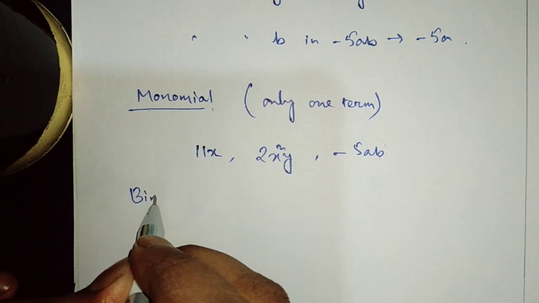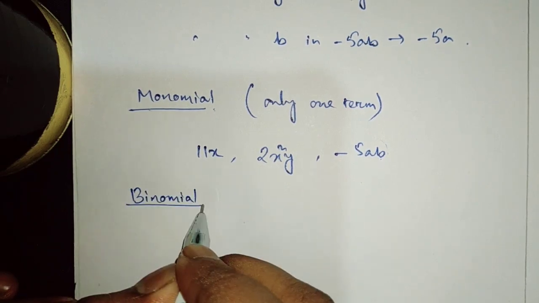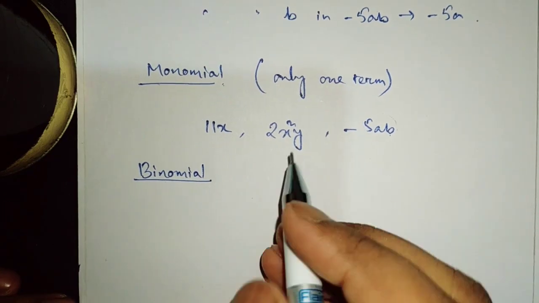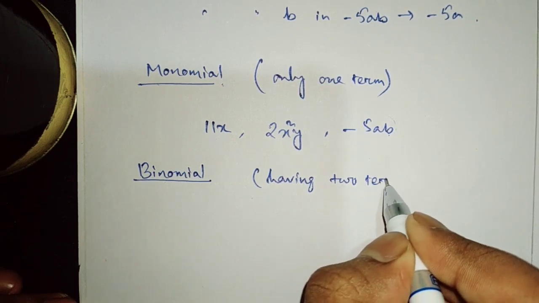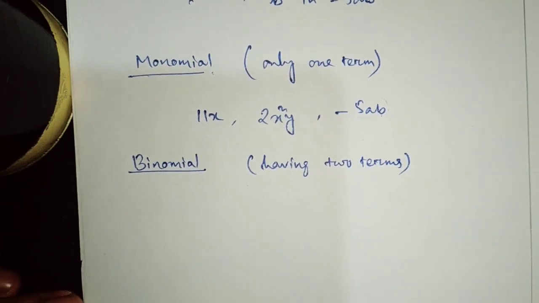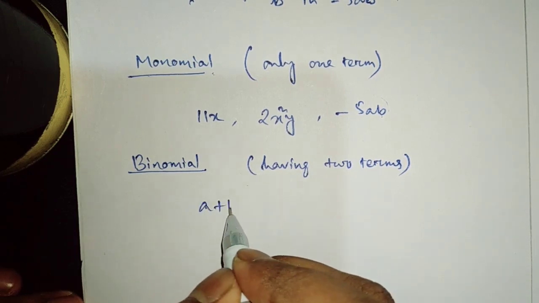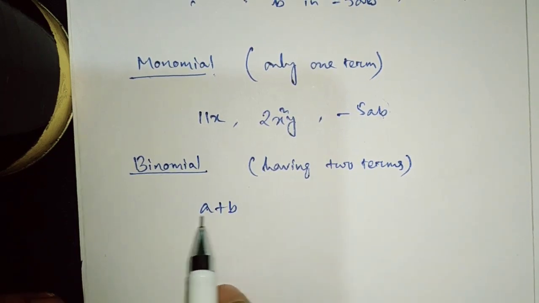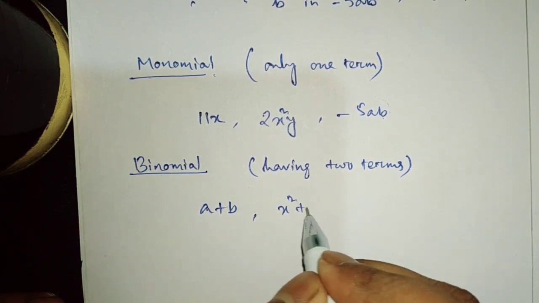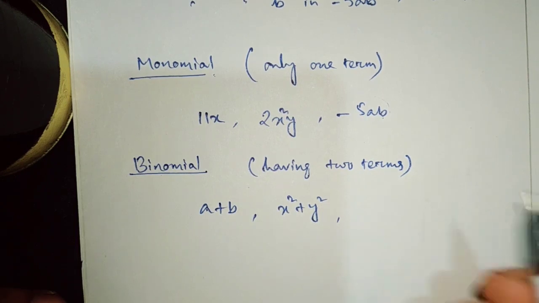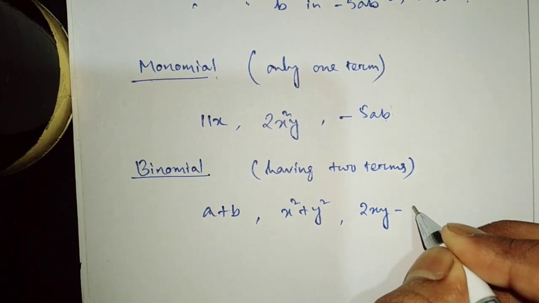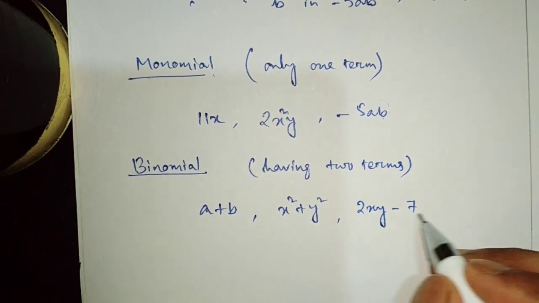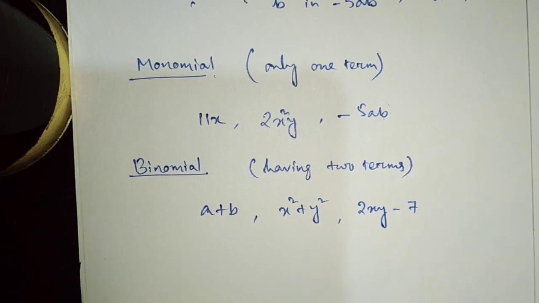Then comes binomial. Binomial means algebraic expressions having two terms. Say for example, a plus b. A plus b has two terms. Say x square plus y square. They have two terms. So for example, 2xy minus 7. They have two terms. This is one term, this is another term. So these are called binomials.